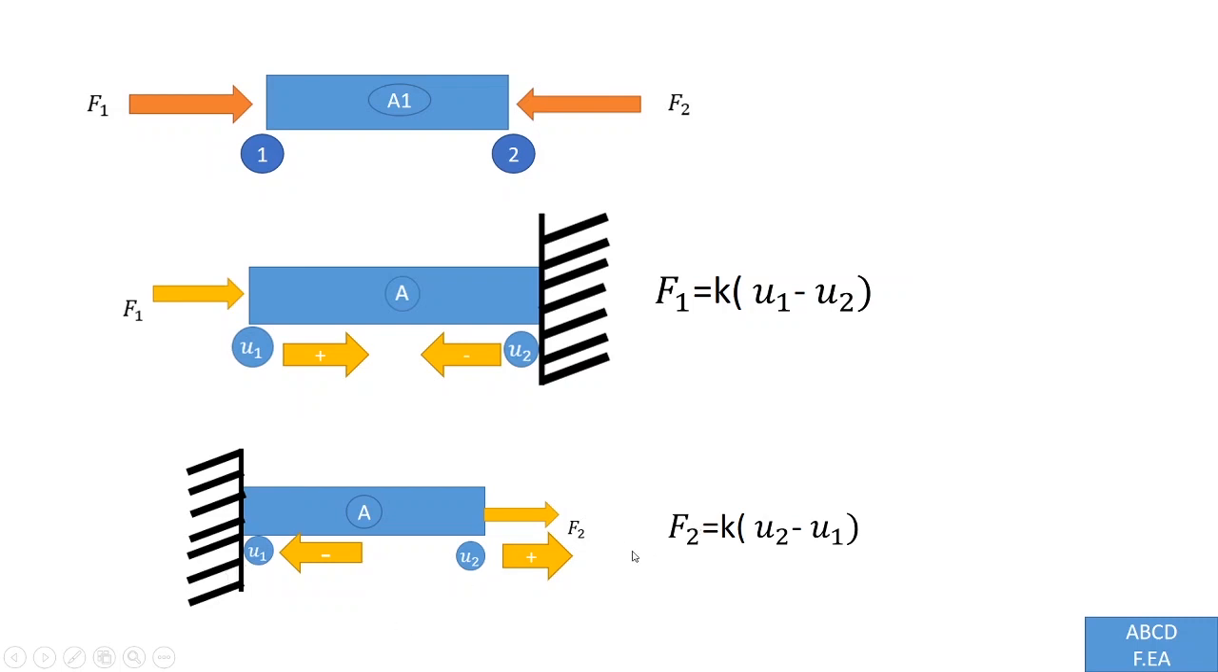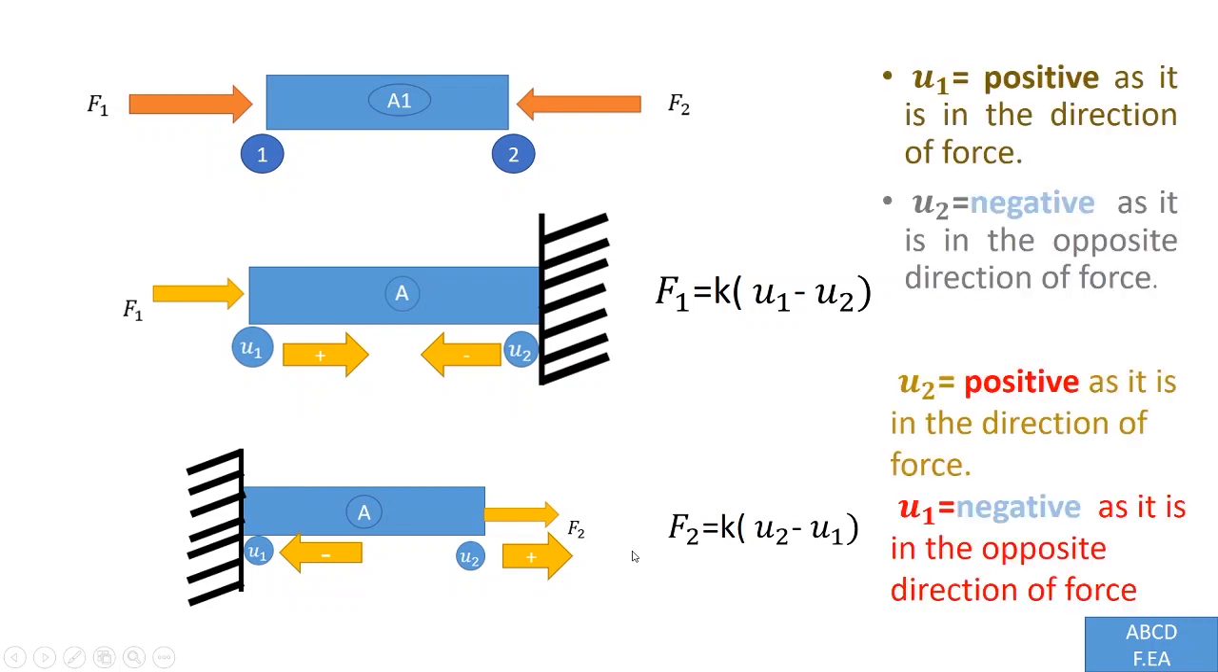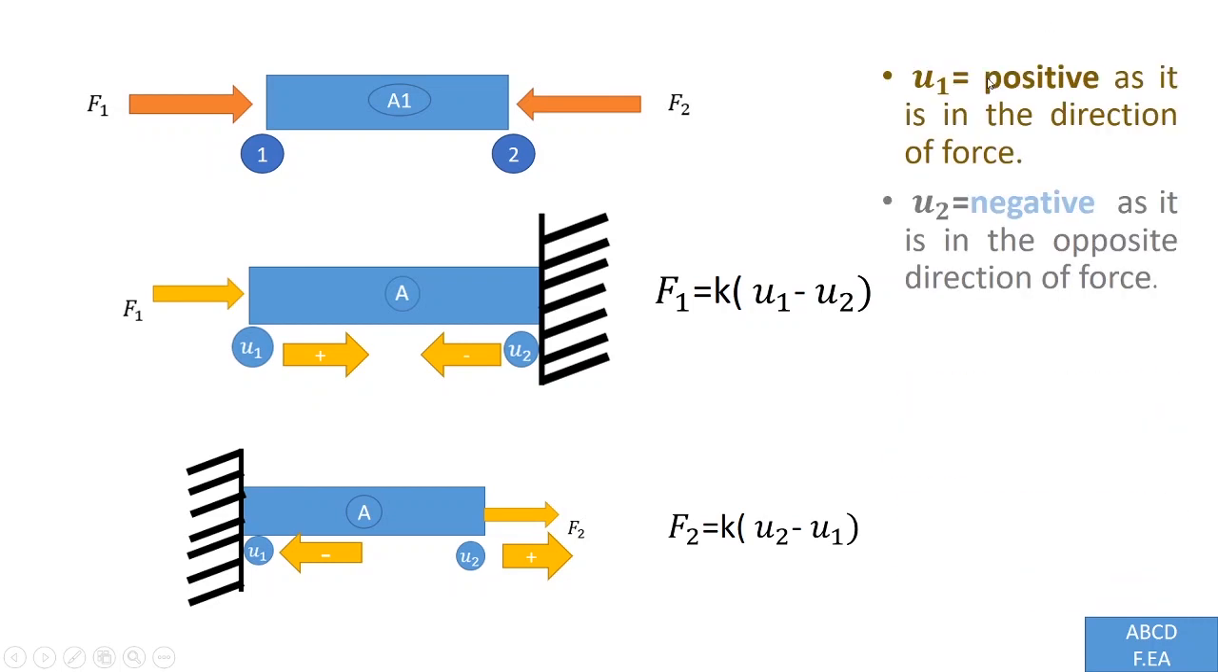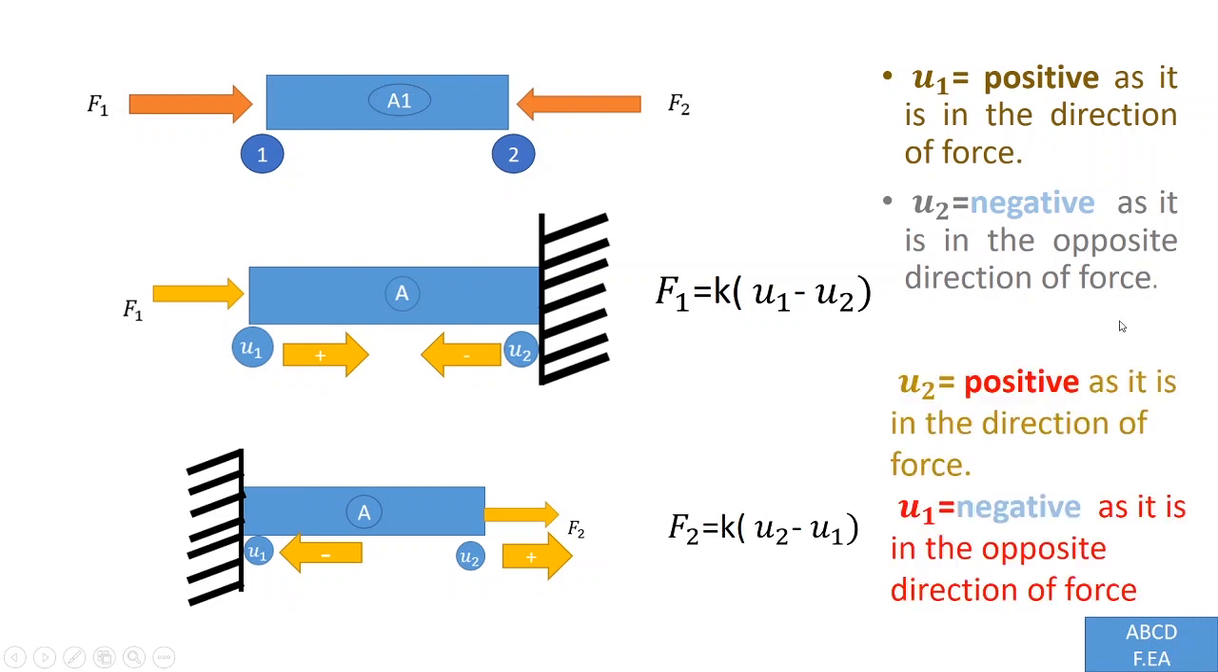For our element 1, if you see, U1 is positive as it is in direction of force. U2 is negative as it is opposite direction of the force. Now for F2. Why F2? Because it is for node 2. For F2, U2 is positive as it is in the direction of force. U1 is negative as it is in the opposite direction of the force.